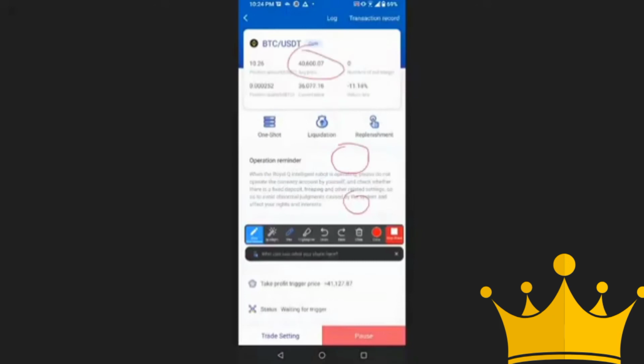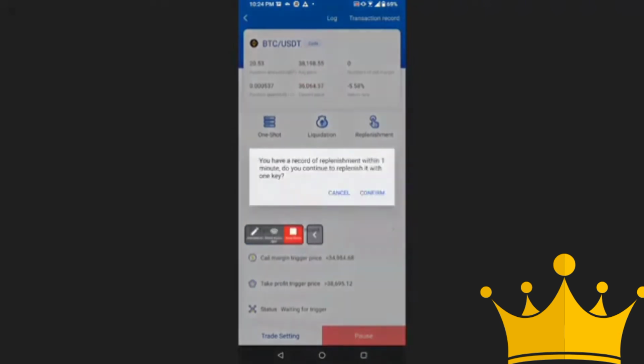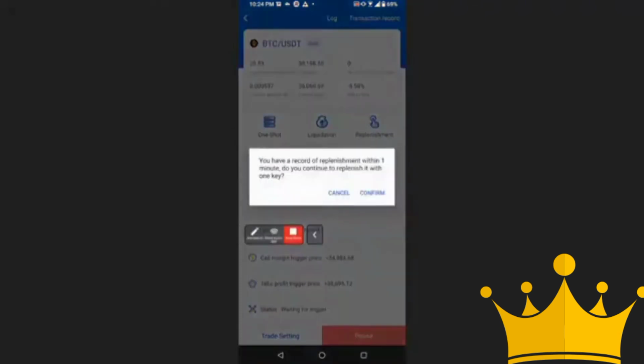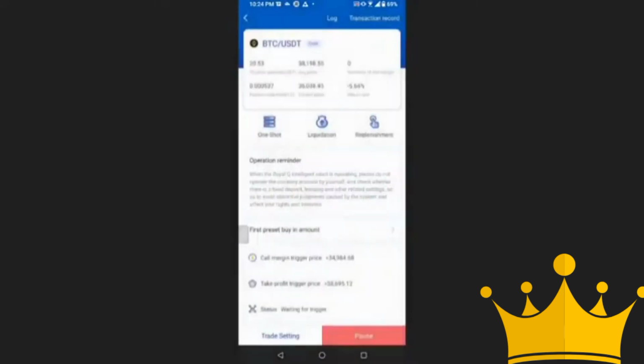Look here, guys. Can you see what happened now? My entry price is already 38,198. If I want to make it lower, can I click replenish? It says the record is in 1 minute, so you cannot continue to replenish with one key. Never mind, we can do it one time. Wait for a while, then you can do it again.